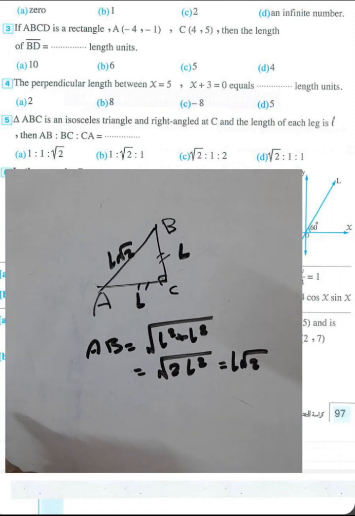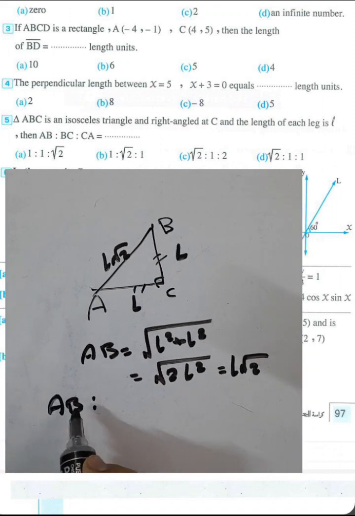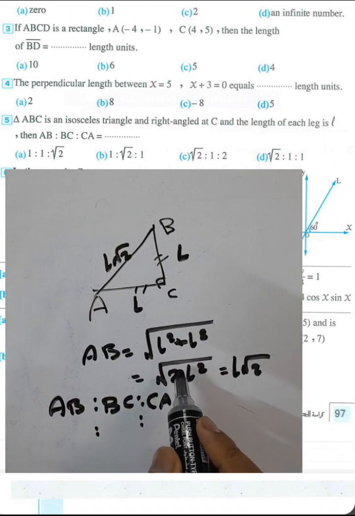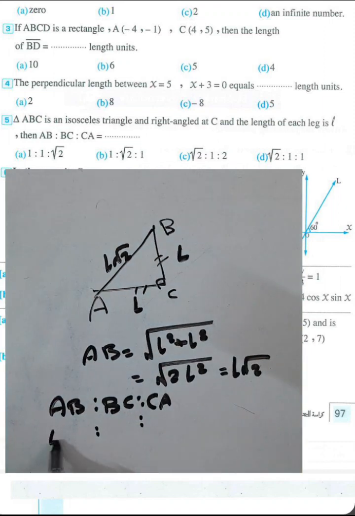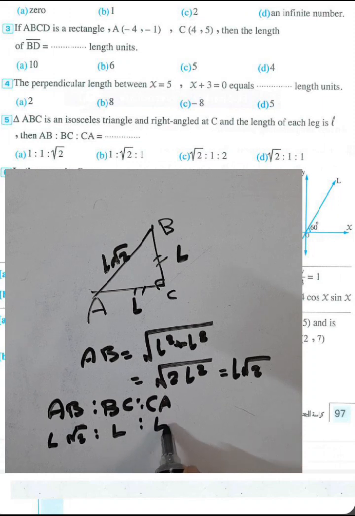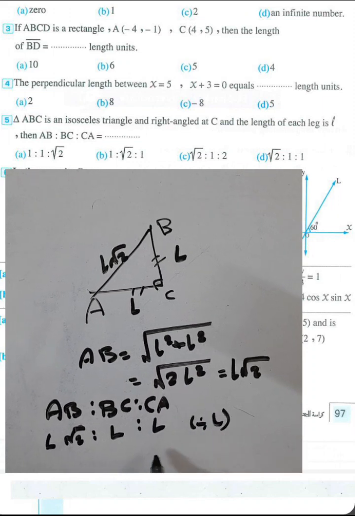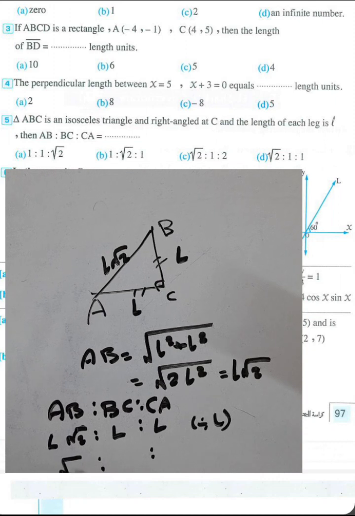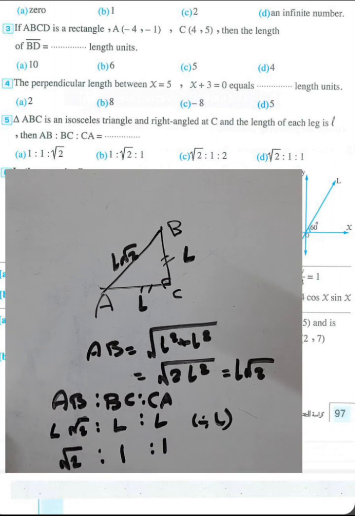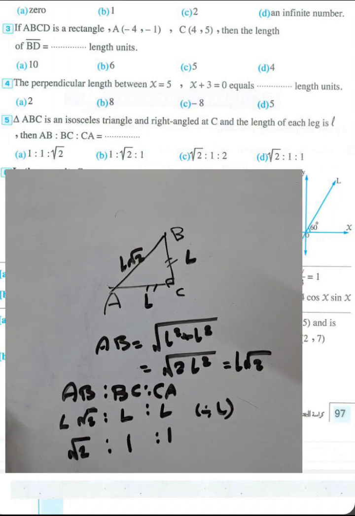Then the ratio between AB to BC to CA: AB is L root 2, BC is L, and CA is L. We can divide by L to simplify the result. The result here will be root 2 to 1 to 1. Choose letter D for question number 5.